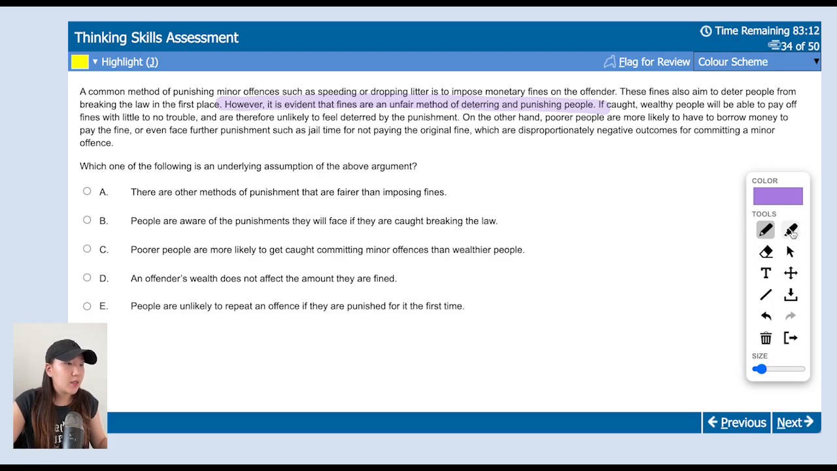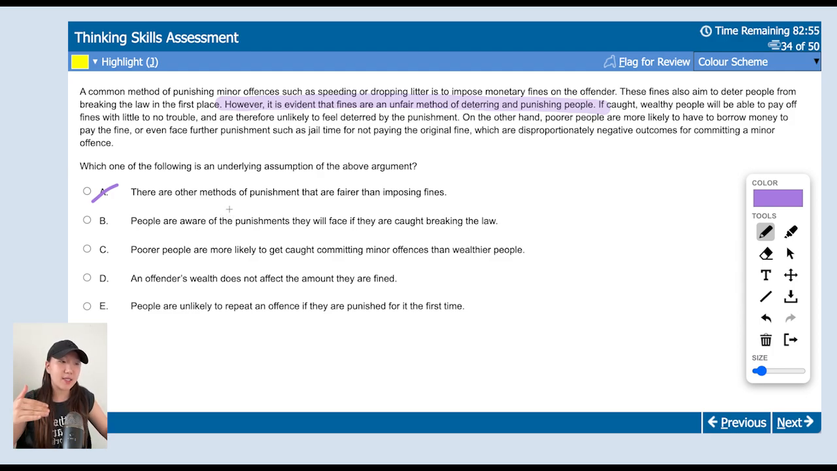It's just not fair. So let's look at what assumption needs to be true. With assumption, it's difficult to predict. You do have to go through and read the options. With this one, maybe I'll do a knockout just to show you how you might think about it. So A, there are other methods of punishment that are fairer than imposing fines. Does not matter. There may be fairer ones. We have to argue why this one.